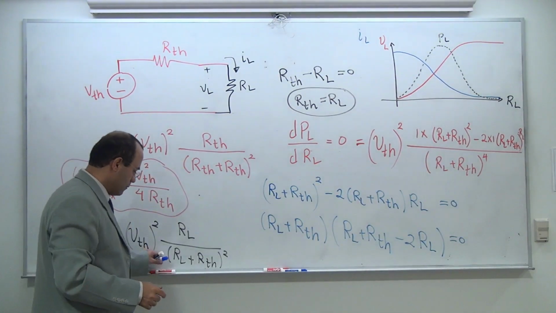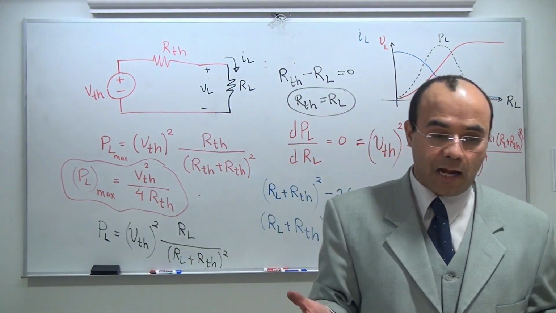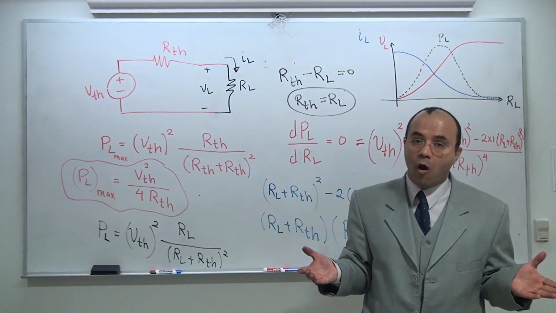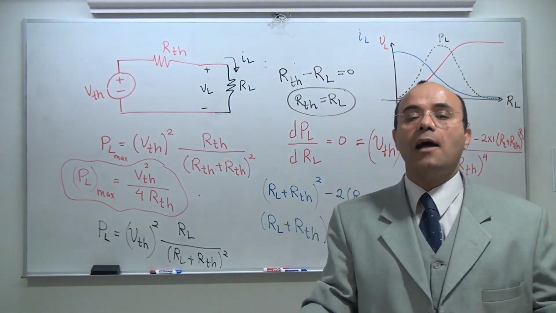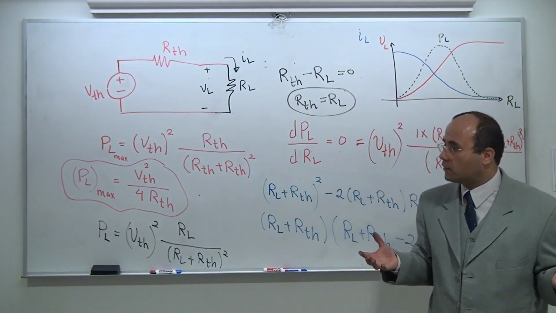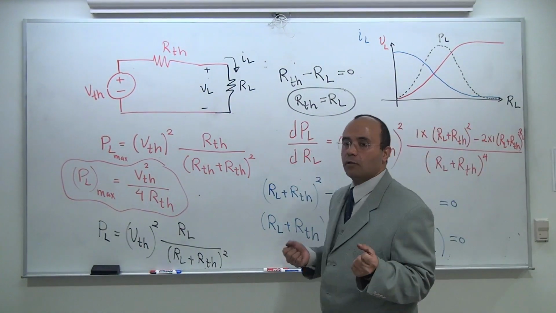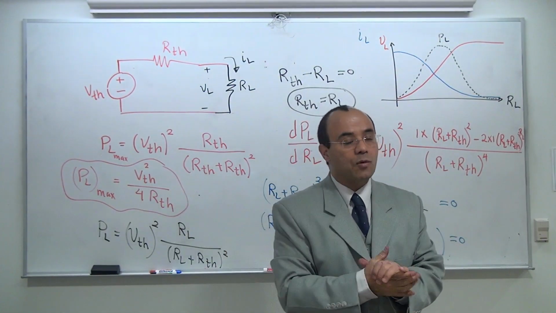Okay? So when I give you a circuit and I'm asking you to tell me how much RL is going to be for a maximum power transfer, I am implying that please find the Thevenin. And as soon as you find the Thevenin, RL has to be equal to R Thevenin. And as soon as you make that decision, that's going to be your maximum power anyway.